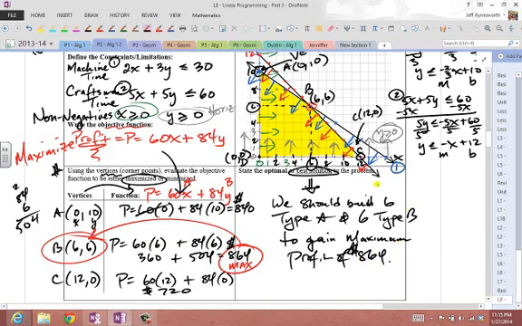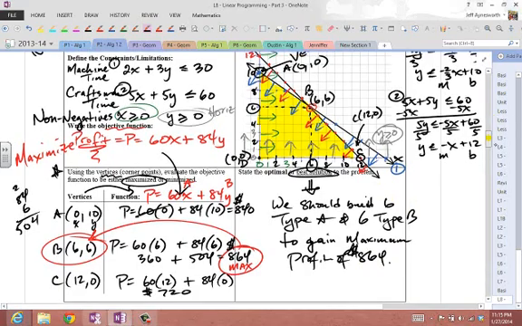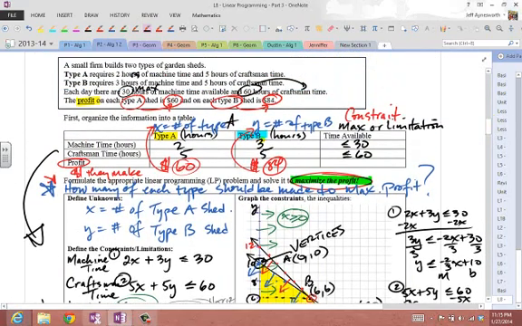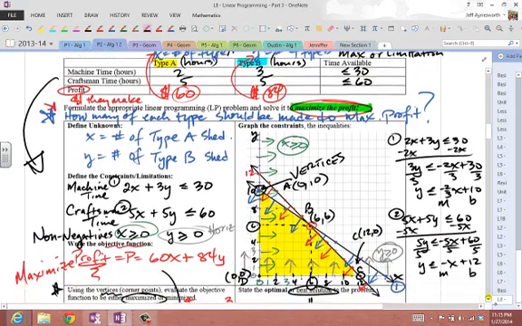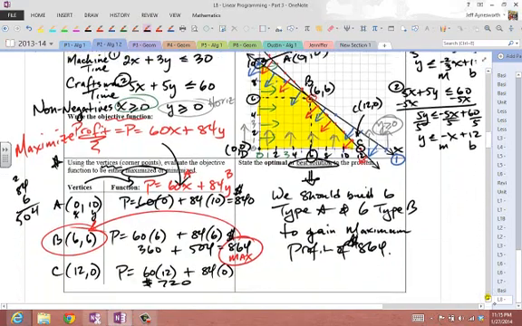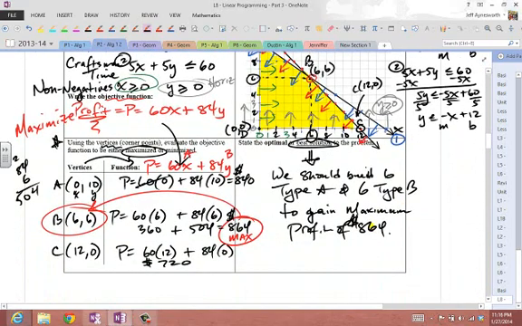So what's cool about this problem here is that given the constraints of the problem up here, given all these constraints and limitations of machine time, craftsman time, and also the profit margins on each shed, we can optimize the problem, which means we can figure out how many type A and how many type B we should use to gain maximum profit. Pretty awesome. That's problem 1 of 5, and in the next video I'll go over problem number 2.